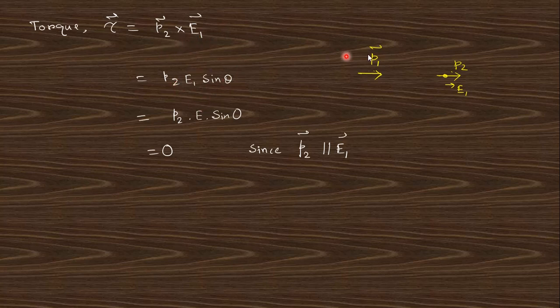And the torque will be P cross E. So it involves sin theta. Since they are in the same line, the angle between the dipoles is 0, so this will give you 0. Clear? Actually, the electric field at that point due to P1 will be in the same direction as the dipole. That's why theta will be 0 and the torque becomes 0.